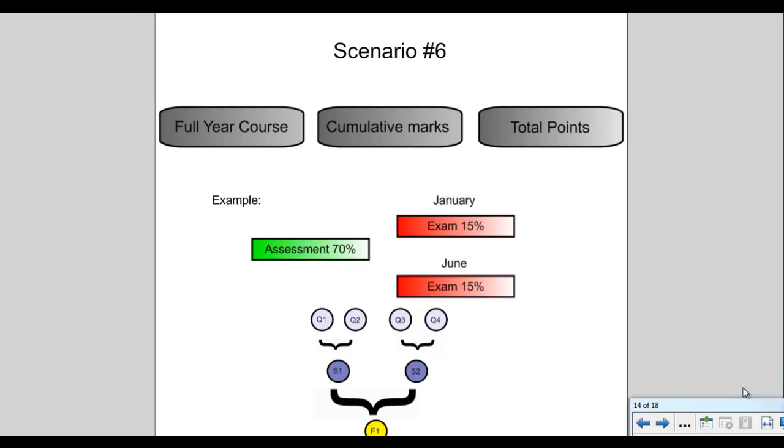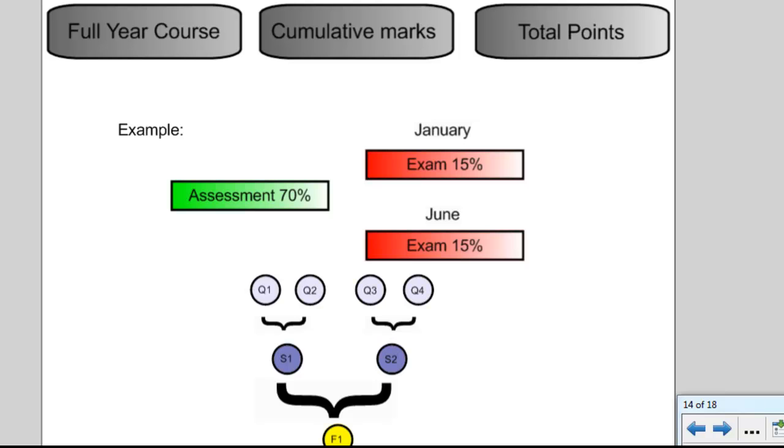Scenario number 6. This is a full year course with cumulative marks and total points. However, we are giving an exam in January and an exam in June which have weights of their own. So we're going to use categories. Assessment is where we put all our points or all our assessments throughout the year, and the exam category is where we put those two exams. So let's take a look how we would set this up in Gradebook.